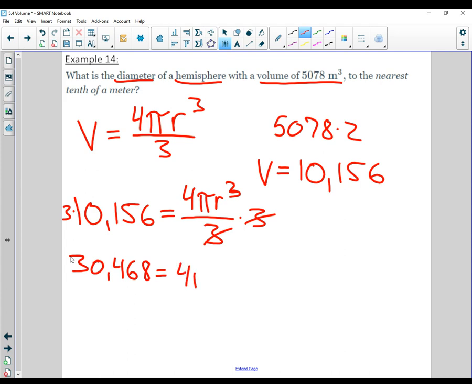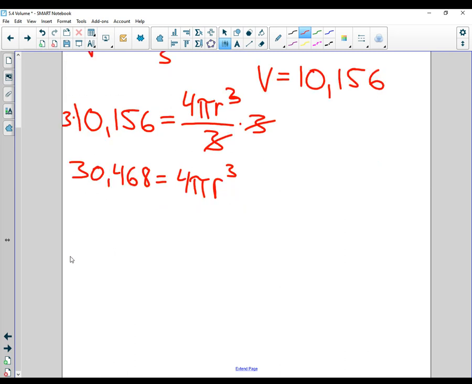Now I'm left with 4 pi r cubed. Now I want r by itself. And I have times 4 pi in the way, so to get rid of multiplication by 4 pi, I'm going to divide by 4 pi. Then I'm going to go back here and divide by 4 pi. 24.566.